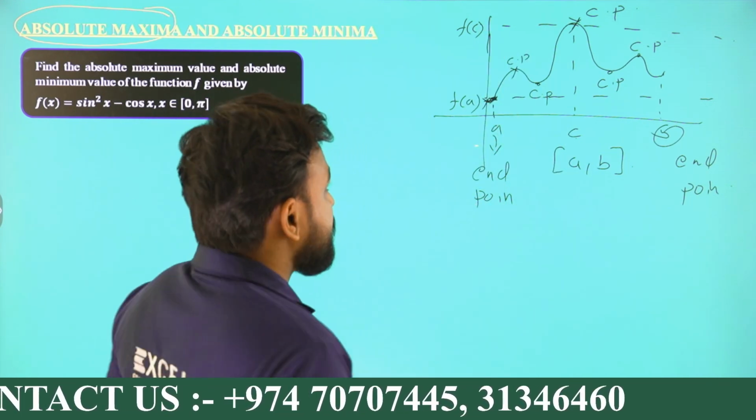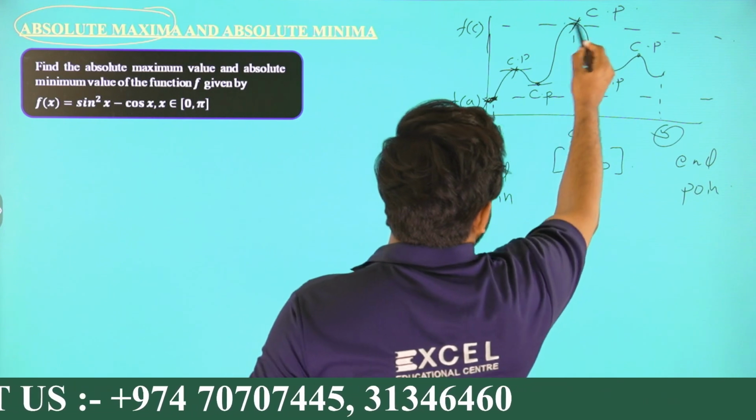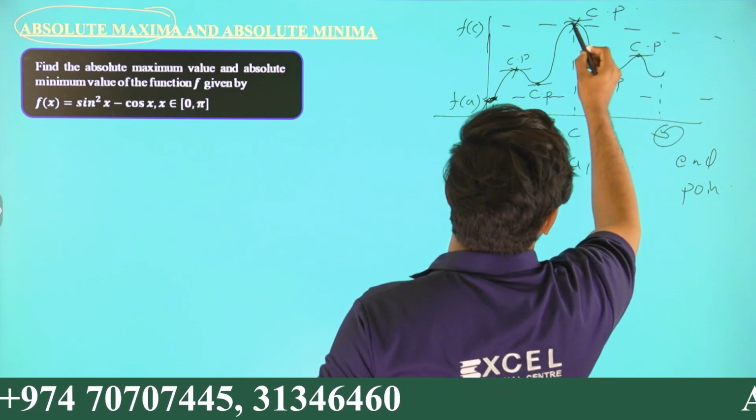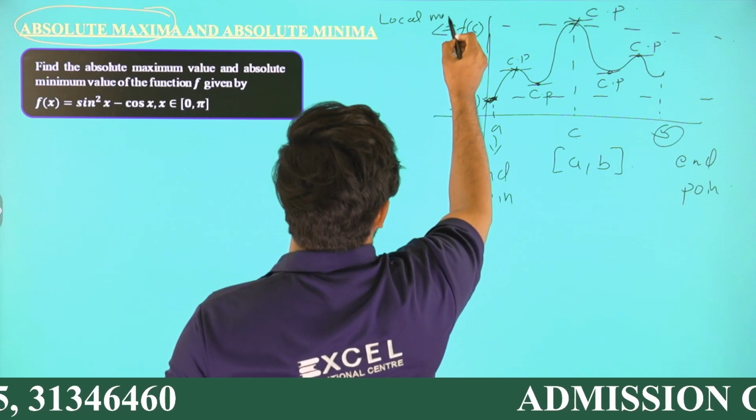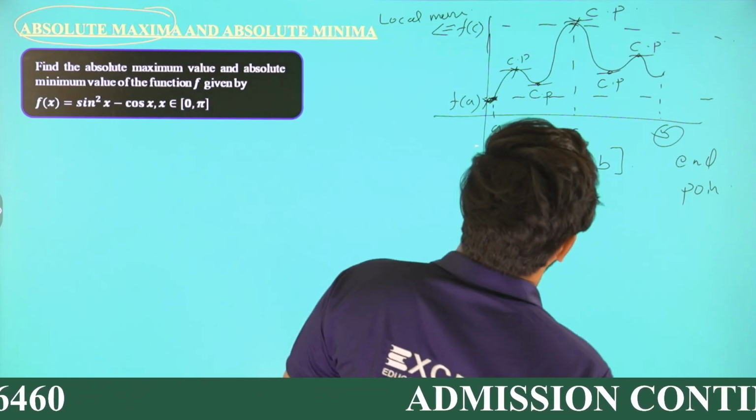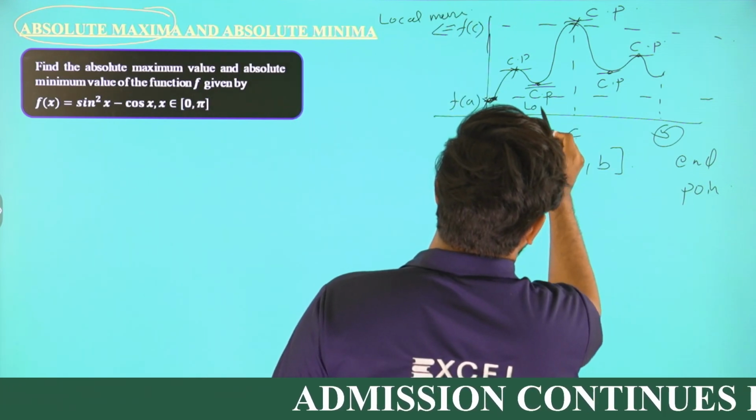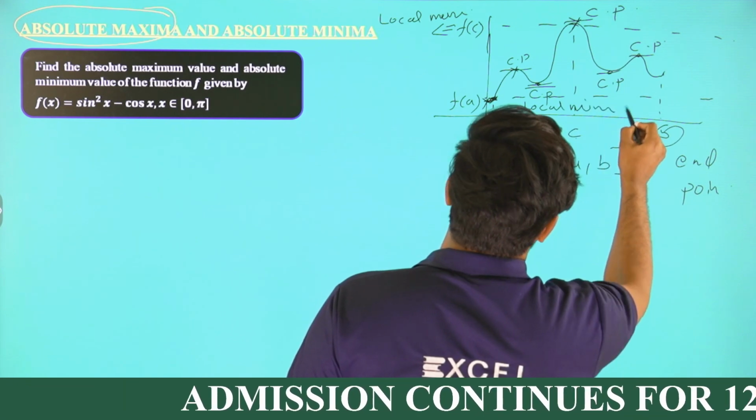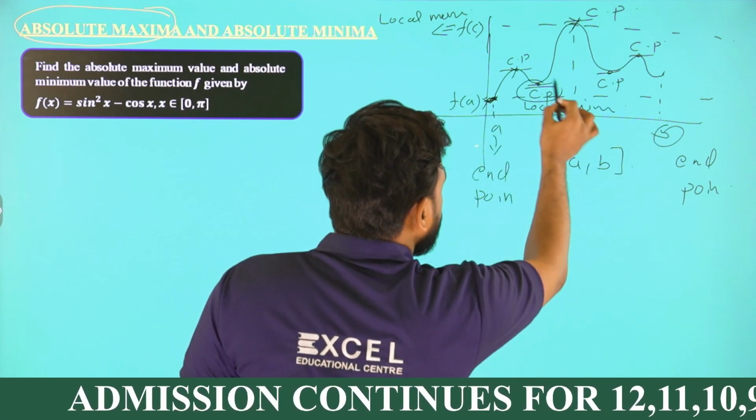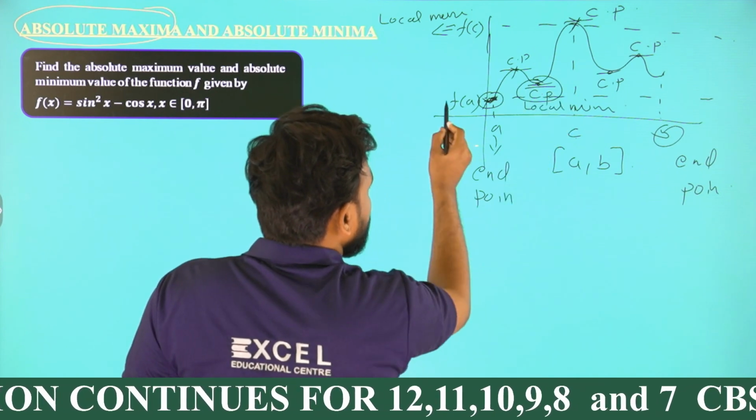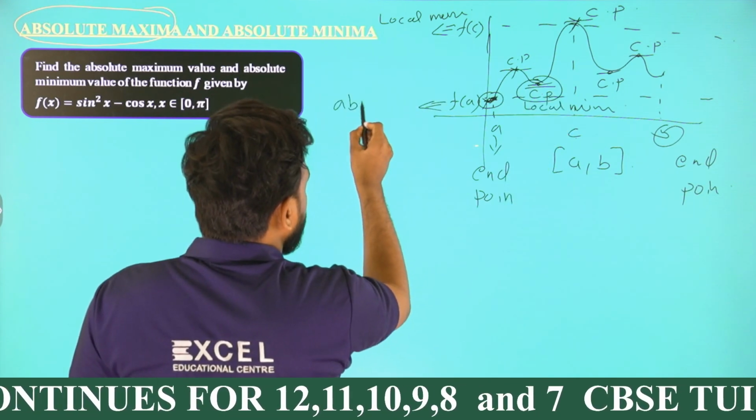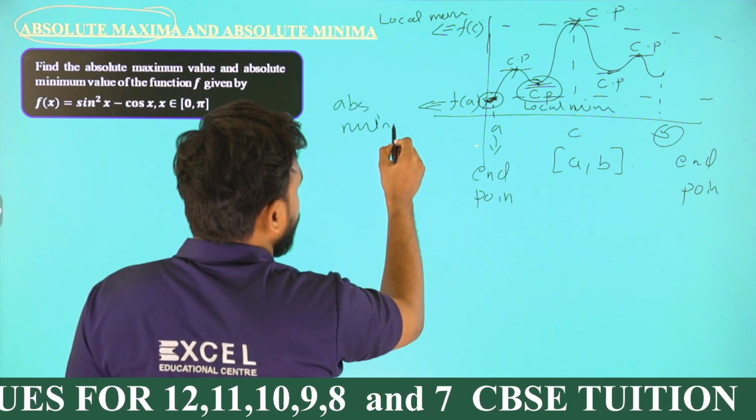So at the critical points, you can find what? Local maxima. So this is your local maxima. Ready? And this is your local minima. But below the local minima, you have another minima. Below this, you have another minima. This is what we called absolute minima.